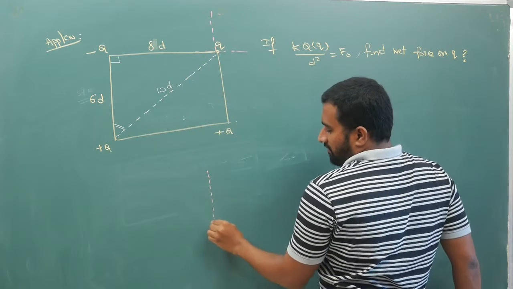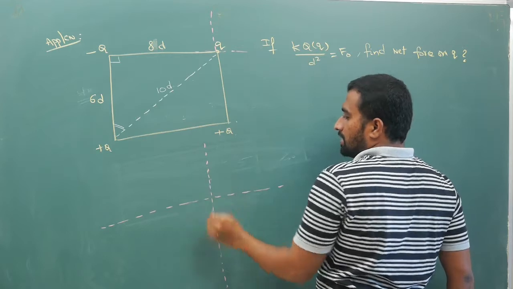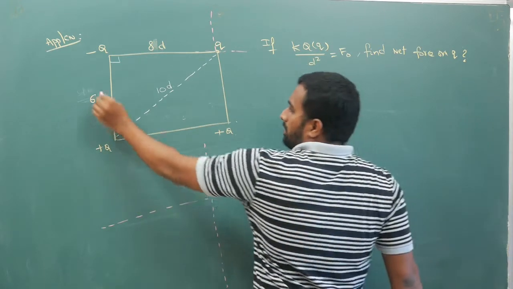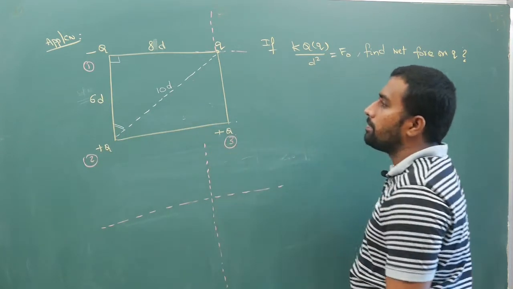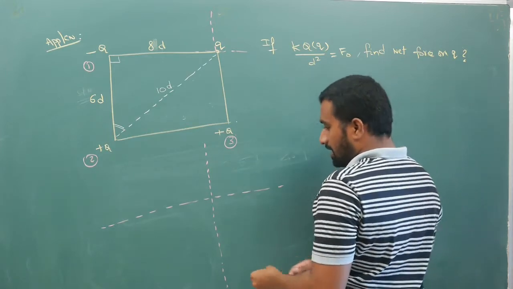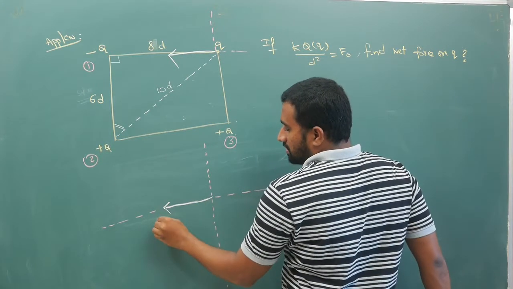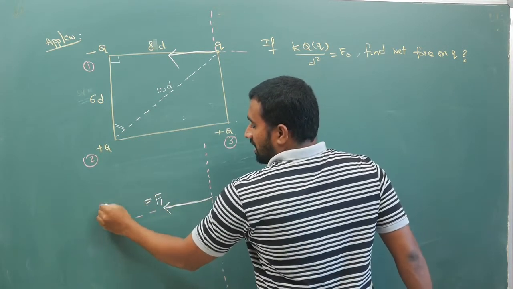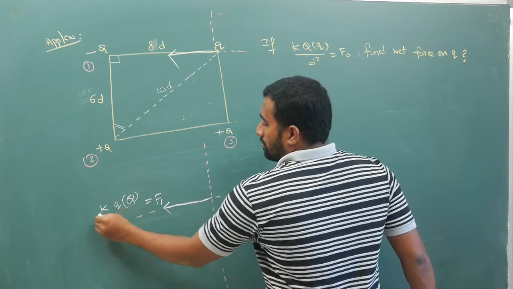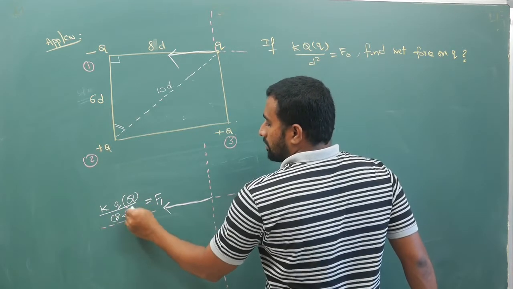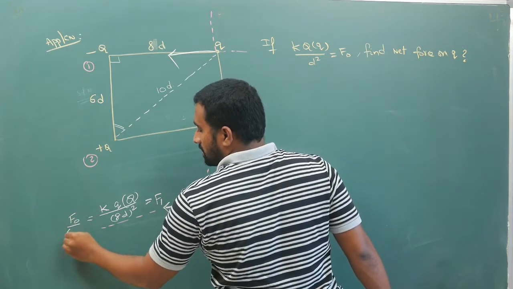So now if I redraw the diagram, if I choose this as my axis, if I number these as different charges, 1, 2, 3. Now because of the first charge there is attraction, this attraction is towards left. So your first force F1 bar is K into small q into capital Q by 8d whole square. Q by d square is F naught, so it is indirectly F naught by 64.